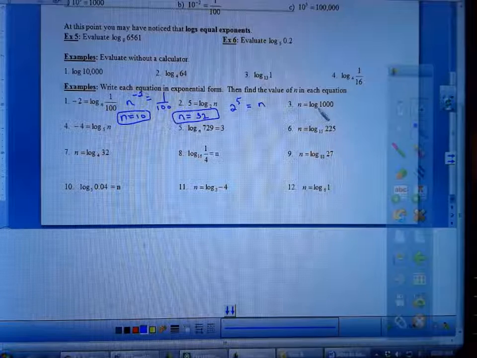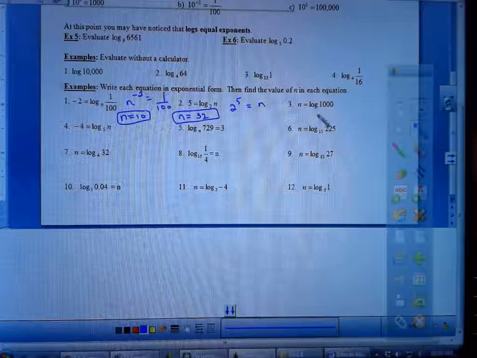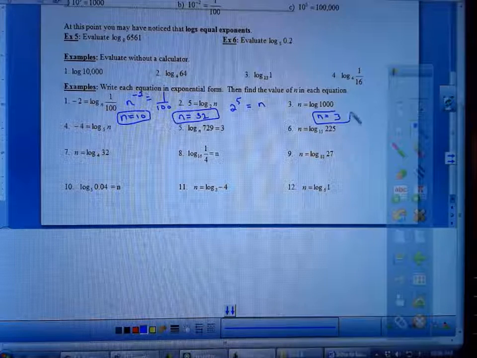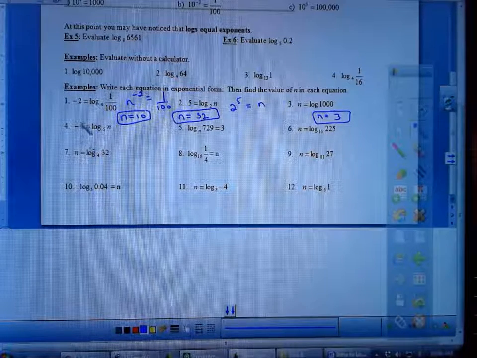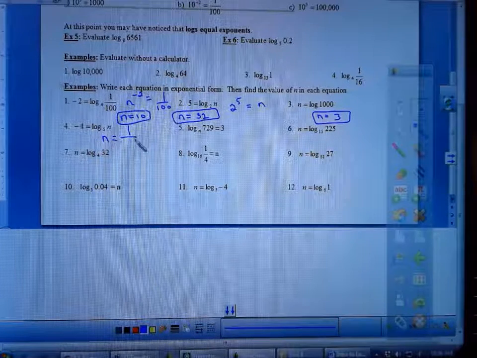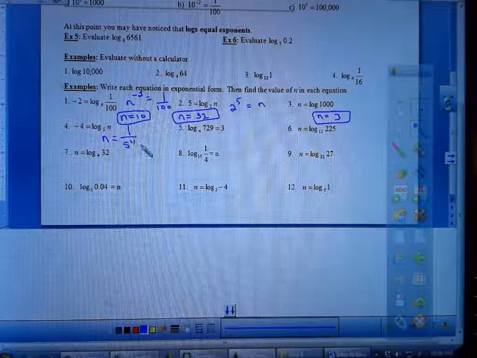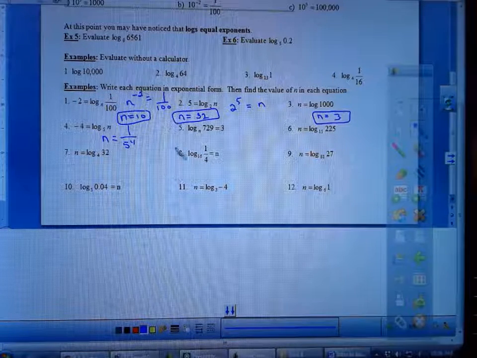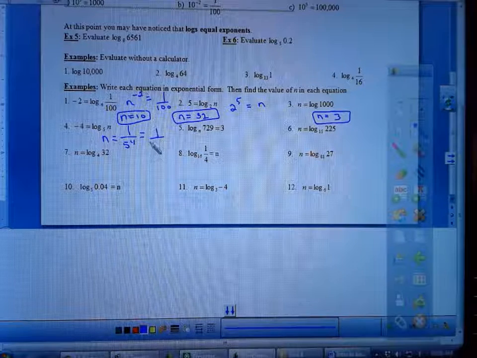So here I have 10 to the what power gives me 1,000. Well, that's just n is equal to 3. And you'll get really fast at doing this. Okay, now 5 to the -4th is going to result in n. So n is going to be 1 over 5 to the 4th, which is going to be what? 625. So it's 1 over 625.